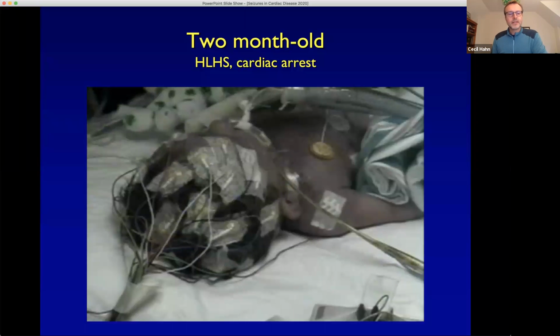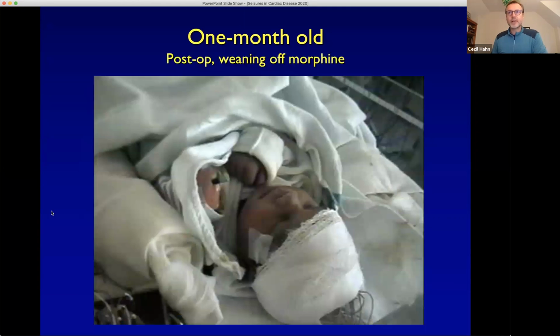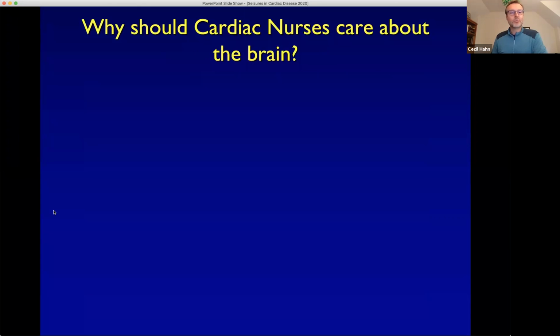Okay. So all three of these babies had these concerning movements of different kinds. And the question is, are these seizures? Are they not seizures? What does it mean? So hopefully by the end of the talk, you'll be able to answer these questions. We'll do it together. So why should cardiac nurses care about the brain? You're more concerned with the heart.